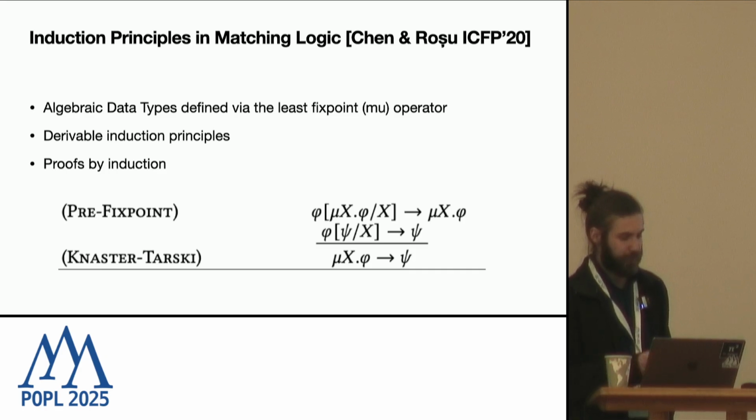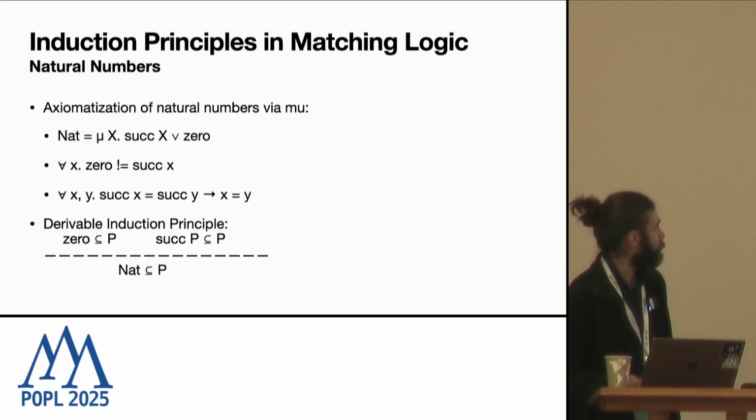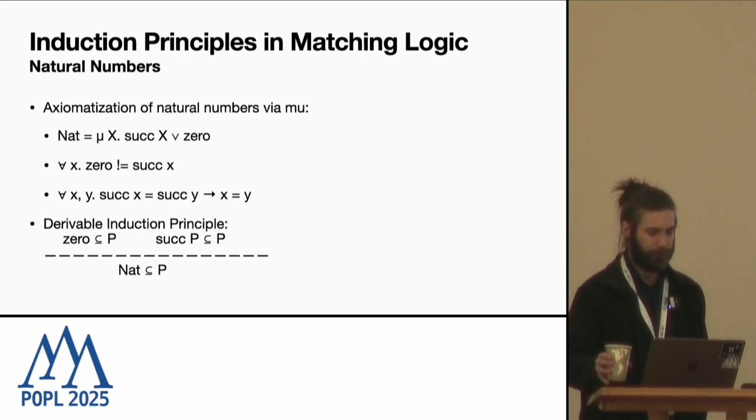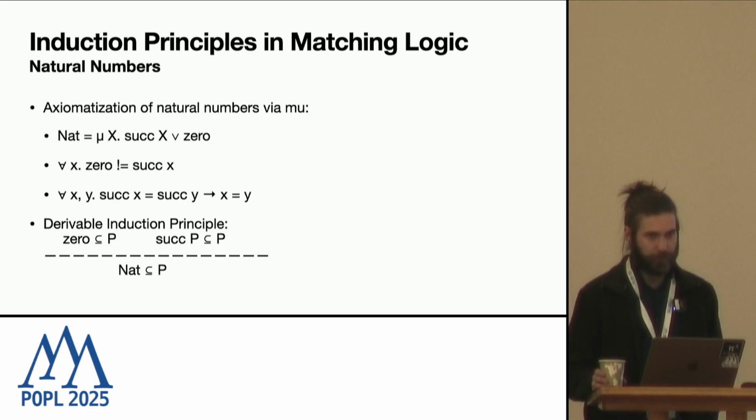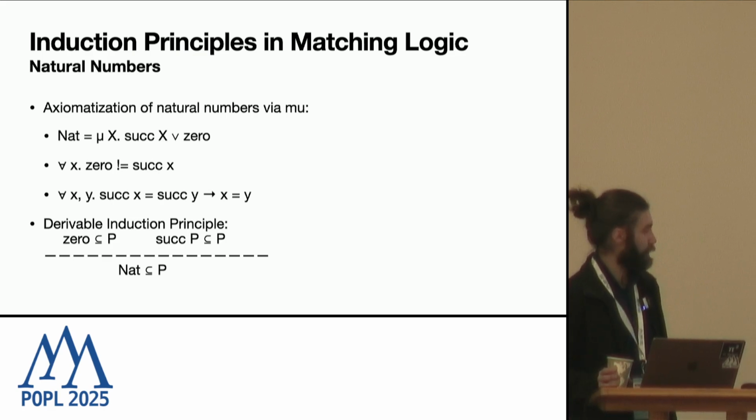So all that we need is these two axioms, which tell us how we can manipulate the mu operator when we see it. One is called prefix point, and one is called Knaster-Tarski, after the famous theorem that tells us that the fixed point does eventually converge if certain conditions are met. And here's what it looks like for natural numbers, just to give you a bit of intuition. So if you have a symbol nat that you want to stand for all of natural numbers, you can axiomatize this with just these three axioms.